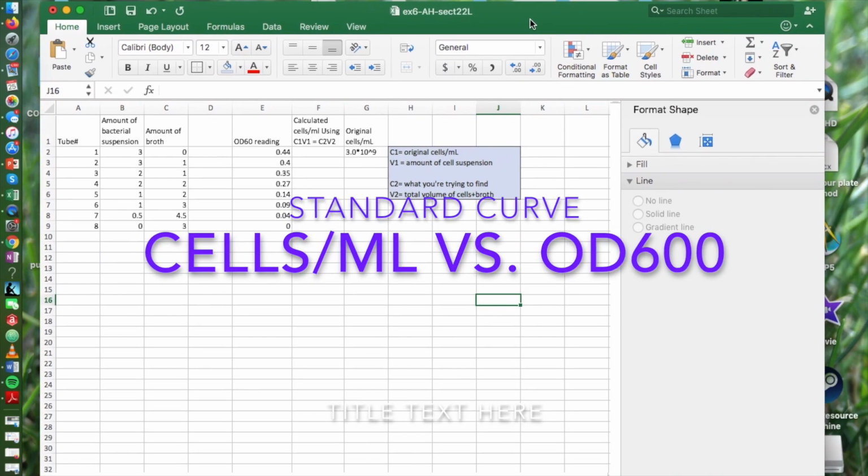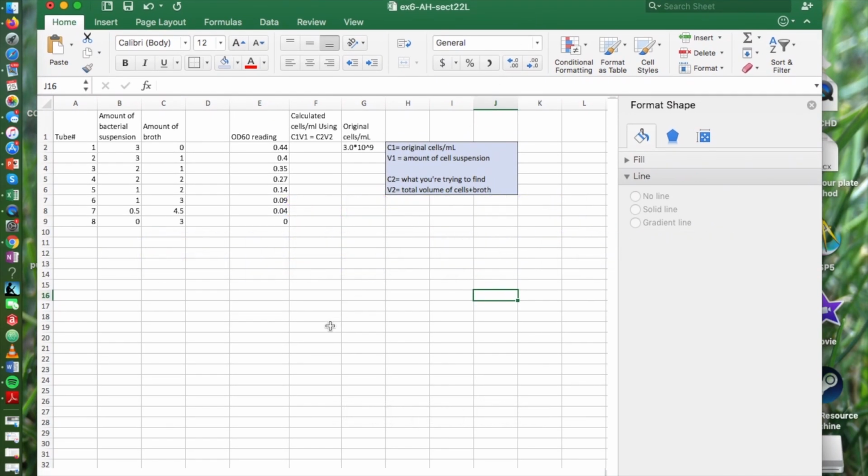This screen capture is going to walk you through the construction of the standard curve to fulfill part A of the bacterial growth curve exercise. We have our data lined up on our spreadsheet, just as you have in your lab manual.